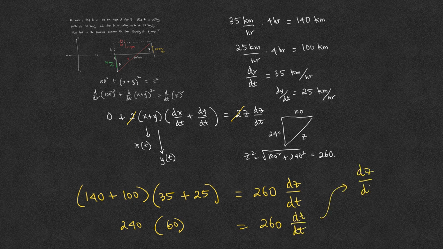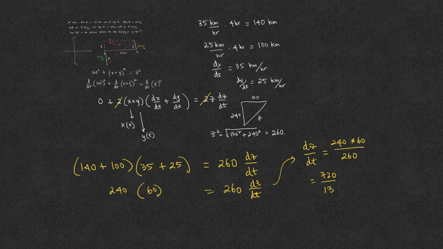Isolating dz/dt, we get 240 times 60 over 260, and this should give us 720 over 13. This is roughly 55.4 kilometers per hour. And so exactly at 4 p.m., the distance between the two ships is changing at a rate of 55.4 kilometers per hour. They are moving further apart.